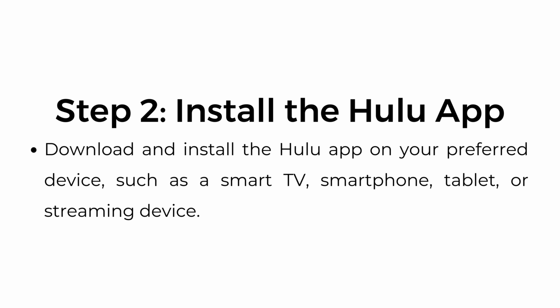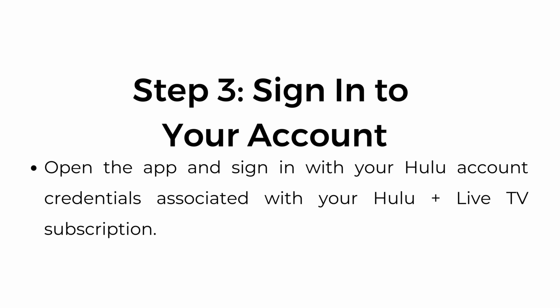Number 2. Install the Hulu app. Download and install the Hulu app on your preferred device, such as a smart TV, smartphone, tablet, or streaming device. Number 3. Sign into your account. Open the app and sign in with your Hulu account credentials associated with your Hulu Plus Live TV subscription.